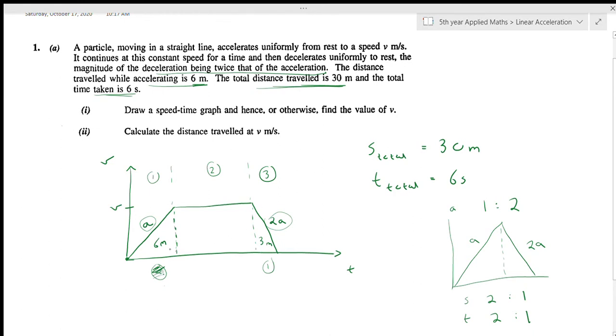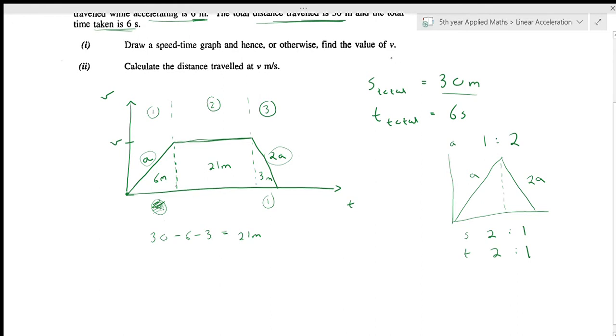So now we know that the distance covered while accelerating is 6 meters and decelerating is 3 meters, and the total distance is 30 meters. So 30 minus 6 minus 3 gives us the distance travelled while it's moving at a constant speed, which will be 21 meters. So we know that's 21 meters.